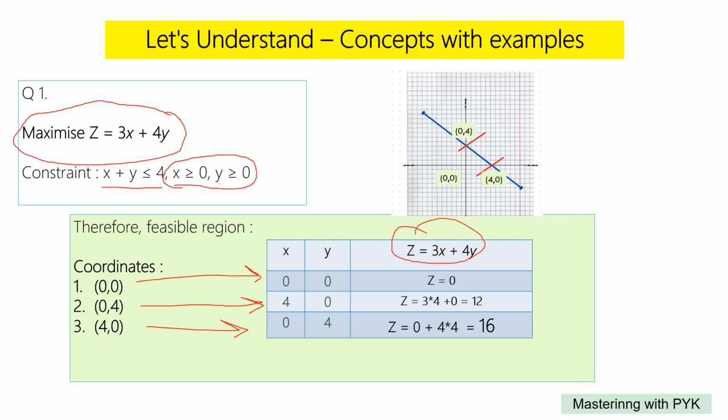When we solve it by putting in the values, z is 0 for 0, 0. When x is 4, it becomes 3 multiplied by 4, and the y quantity becomes 0, so it is 12. And when y is 4 and x is 0, z is 0 plus 4 multiplied by 4, which comes out to be 16. So seeing this is my feasible region, and since it is to maximize, the optimum solution is 16. We represent it saying that the maximum value or the optimum solution is 16 at 0, 4 for the given condition.